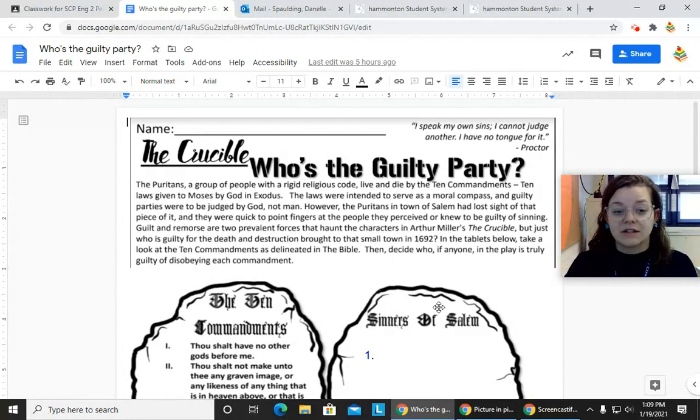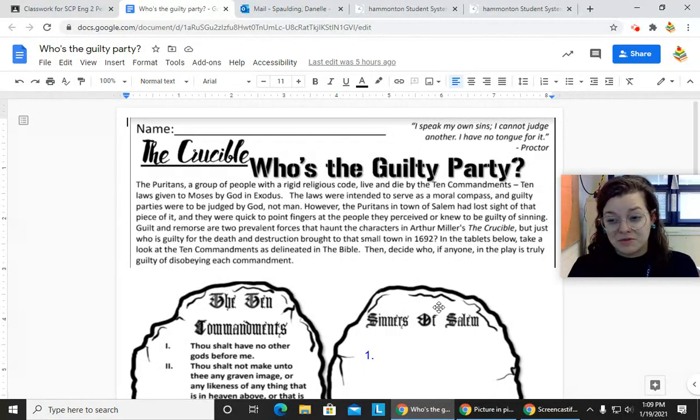The Puritans, a group of people with a rigid religious code, live and die by the 10 Commandments, 10 laws given to Moses by God in Exodus. These are 10 rules that the Puritans had to live by. The laws were intended to serve as a moral compass, and guilty parties were to be judged by God, not man. God will judge you in the end for how well you've abided by these 10 rules, not your peers.